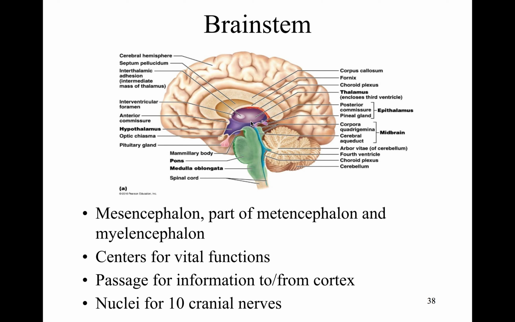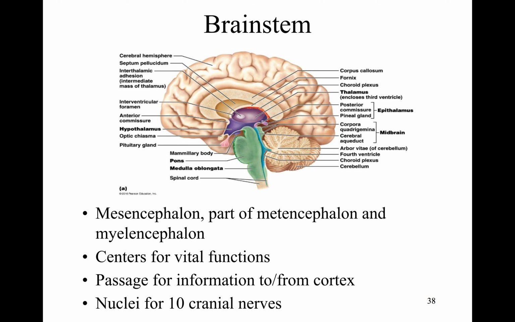The brainstem is going to contain centers for many of our body's vital functions, or maintaining our overall homeostasis. The brainstem is also going to be an important passageway for information entering the brain and leaving the brain. So all information that enters the brain must enter through the brainstem. So it's an important passageway for information that's being relayed to and from the cerebral cortex.